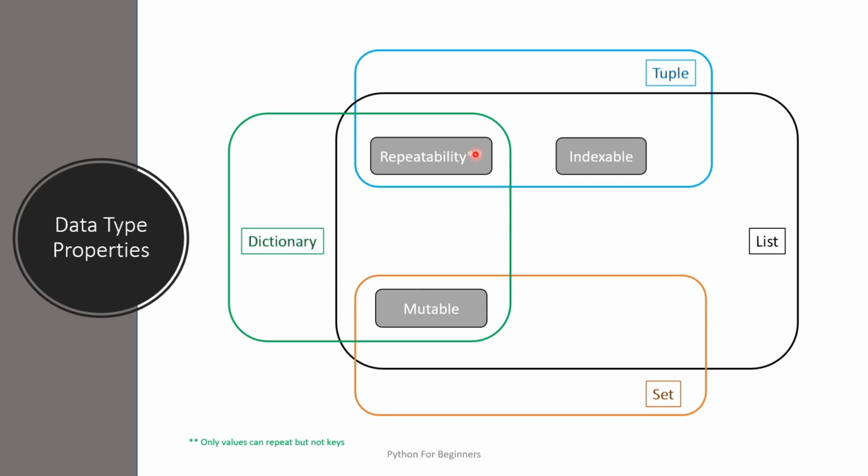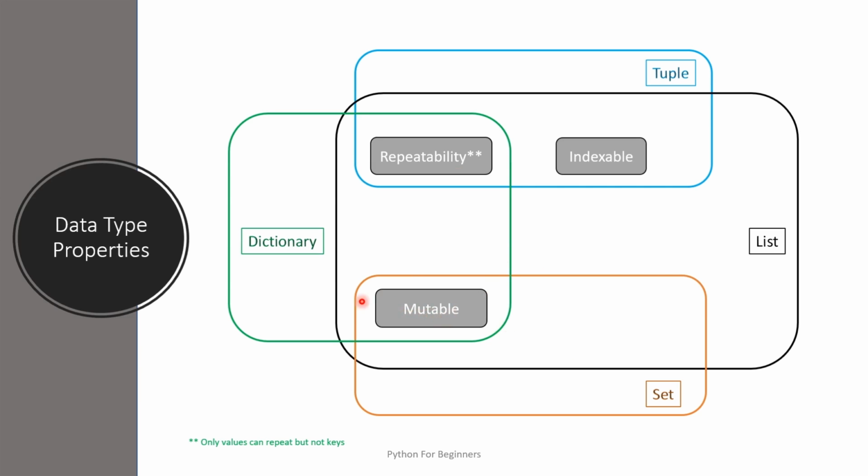Then what you see here in green is dictionary. Dictionary has two attributes, repeatability. That means you can repeat the values. But please note, dictionary is about having key value pairs. You can repeat the values, but you cannot repeat the keys. We will see that in more detail when we go to the Python notebook. And then it allows mutability. That means once you have accessed one key and its value, you can always override the value.